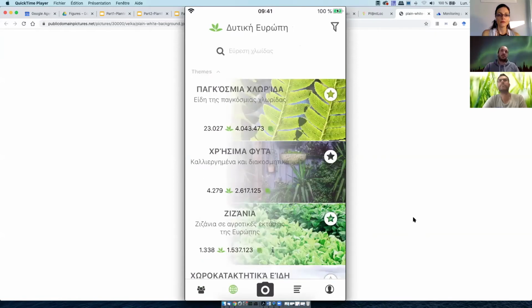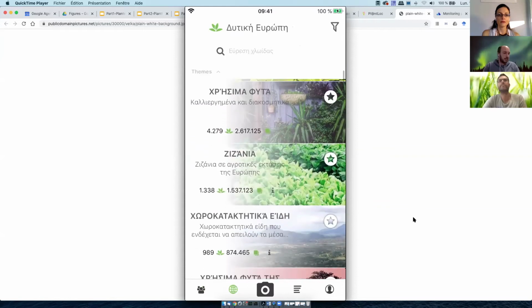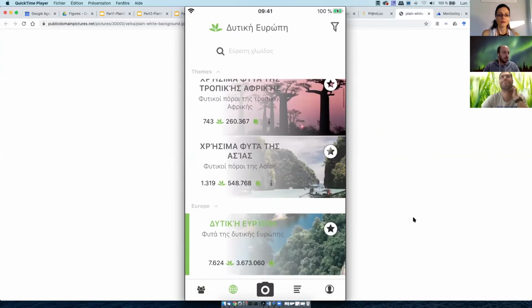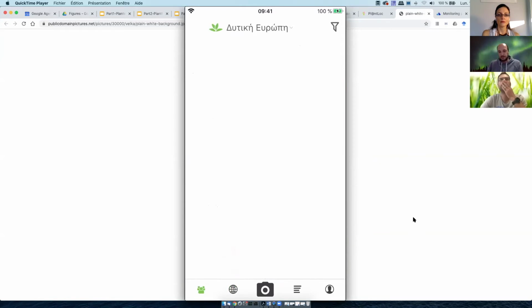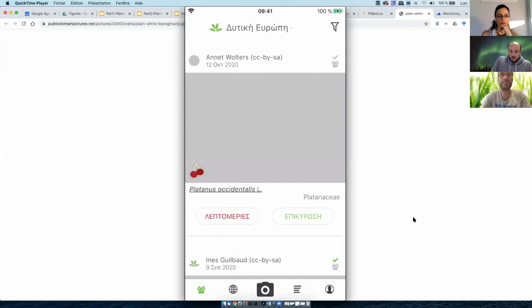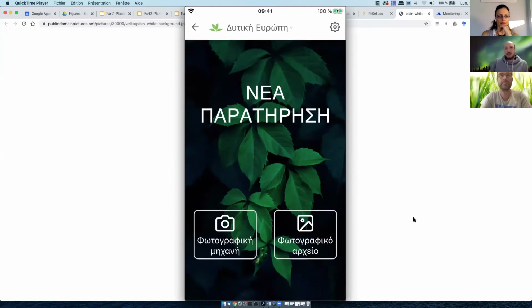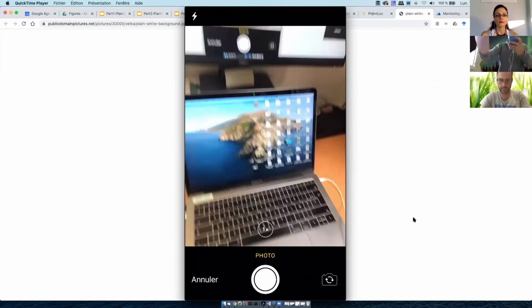Here is a list of the different projects, as was introduced on the web version by Alexis. And here I will start to make an identification. If I select one project, after that, the connection is quite low, I will click on the camera. This allows me to select the gallery or the camera of my smartphone. Here I'm in my office.